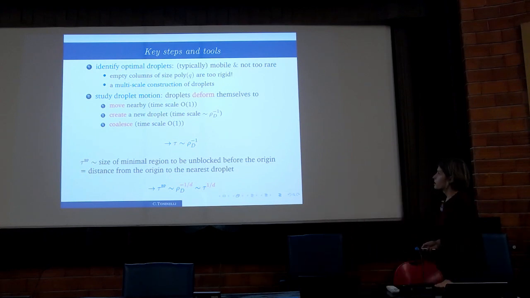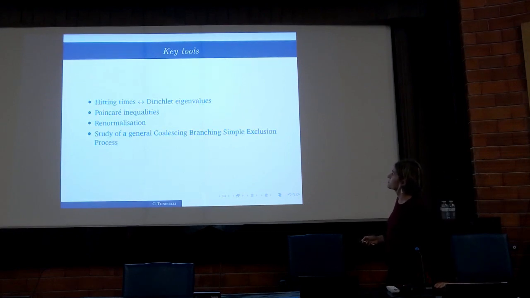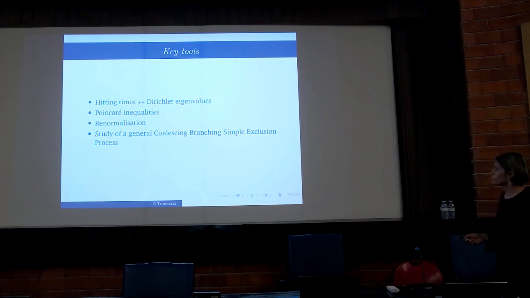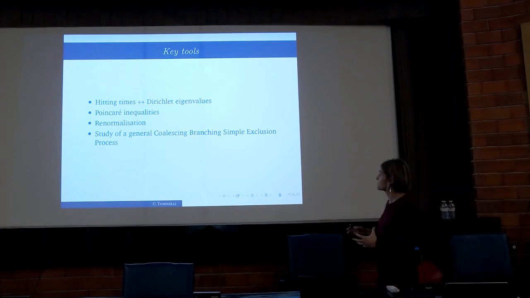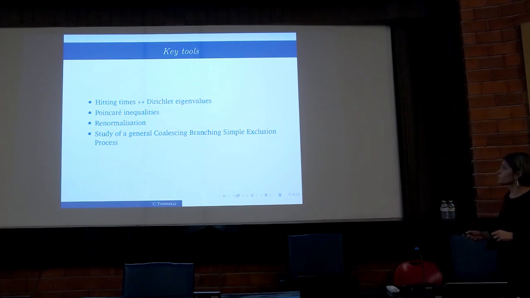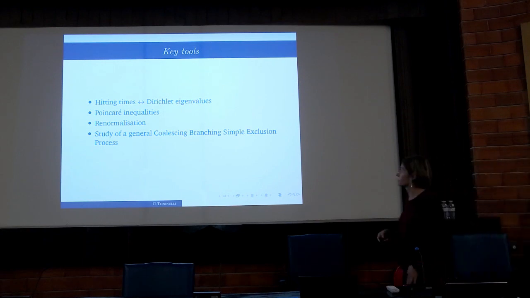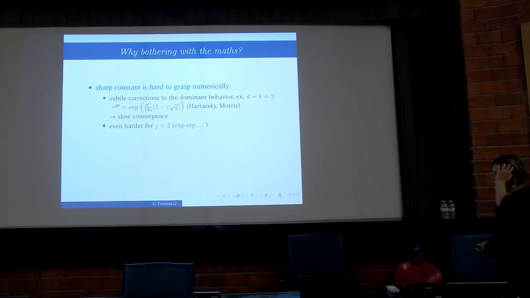Okay, so these are the key ideas, and perhaps just a few words on the math behind. Of course, we have to do a sort of renormalization arguments of the size of these droplets. We have to study this generalized coalescing and branching simple extrusion type process in order to find the scaling, and we'll have to use the relation between heating times and Dirichlet eigenvalues, use some Poincare inequalities. These are just some words on the key tools. But I want to come to a last slide in which I'm saying some open problems.